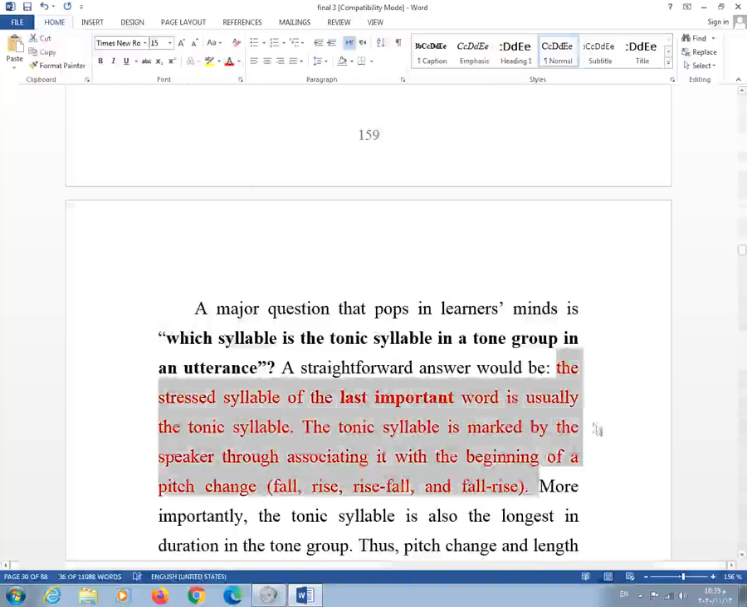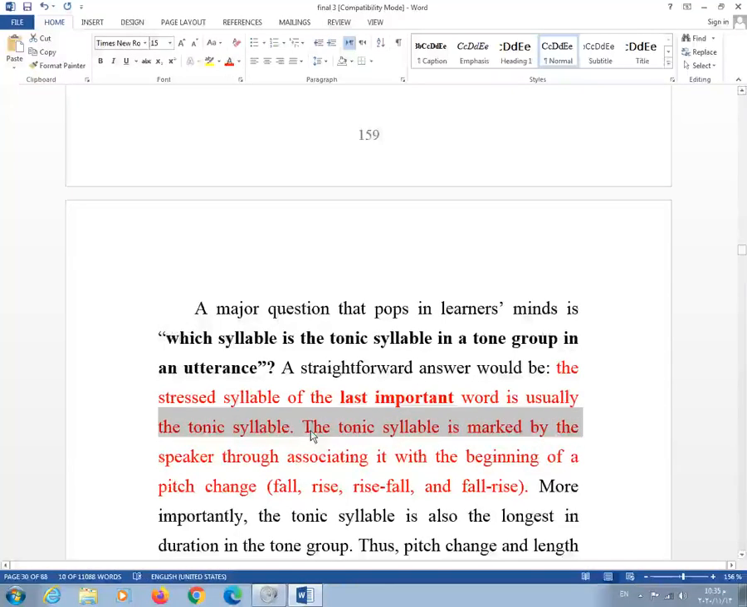Yes. The tonic syllable, the straightforward answer would be the stressed syllable of the last important word is usually the tonic syllable. Okay? The stressed syllable of the last important word is usually the tonic syllable. The tonic syllable is marked by the speaker through associating it with the beginning of a pitch change, as you use a falling tone, a rising tone, a rising-falling tone, or a falling-rising tone.